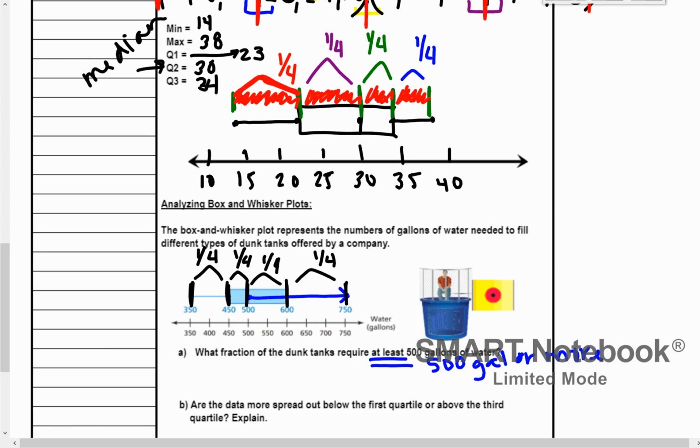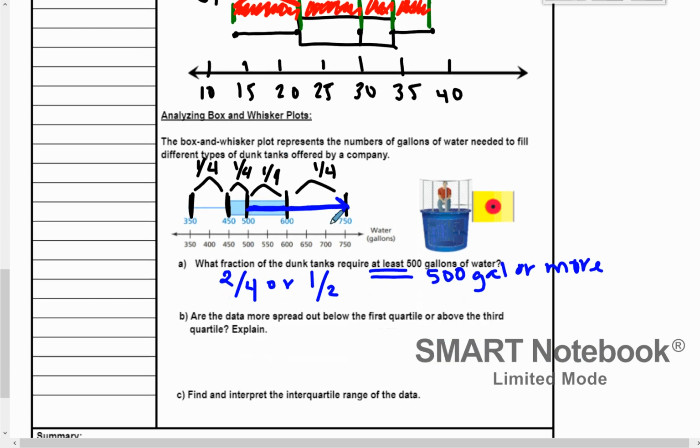Now we were looking at 500 or more. So here we have 1/4 of the data. Here we have another 1/4 of the data. So the fraction that would be 500 or more would be 2/4, or if we simplify that, 1/2. So that means that half of the dunk tanks that this company offers require 500 or more gallons of water. All right, I know this is tricky.